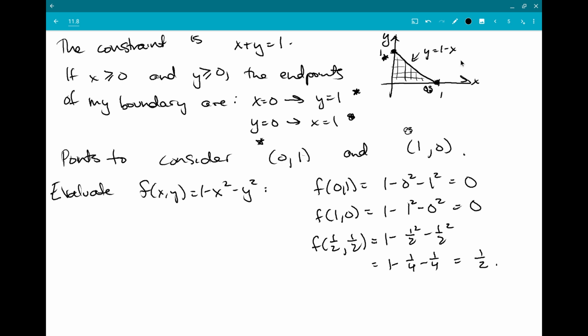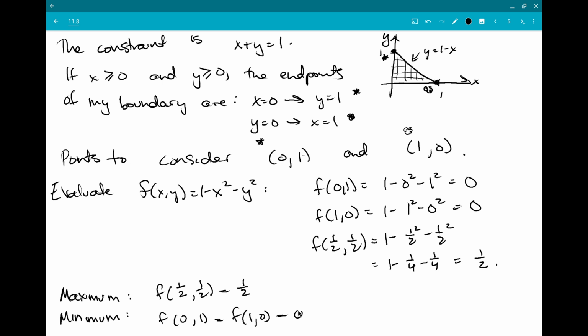So if I need y equal to 1 minus x, if I need x plus y equals 1, and I'm trying to maximize f of x, y equal to 1 minus x squared minus y squared, that's going to happen at the point (1/2, 1/2). And the value of that maximum happens to be a half as well. If I'm trying to minimize it, that's going to happen at (0, 1) or (1, 0), and the value of that minimum is 0.